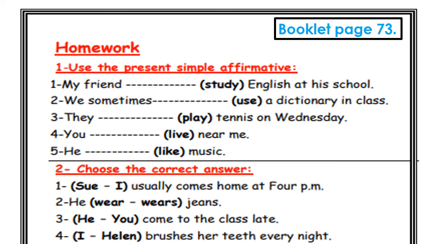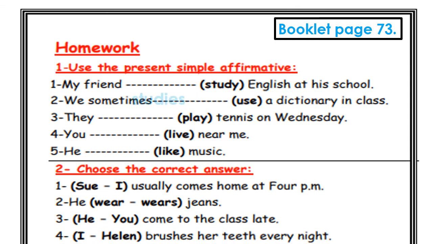Our homework part, Junior 2. Booklet page 73. I think you did your homework now, and I want you to check your answers with me. The first question is use the present simple affirmative. Number 1, my friend, between brackets, study English at his school.